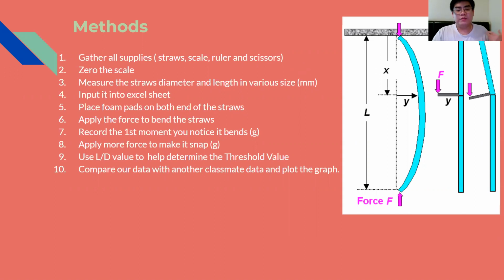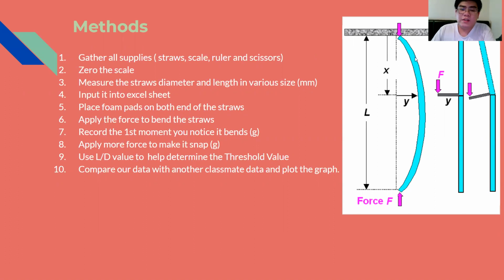Next, you apply force to see how much you can bend. One thing to mention is you have to record the first moment you notice the straw bend, otherwise you mess up the data. Then, same thing, you apply more force to see when it breaks and record the data also when it breaks, and the unit is gram. Then you measure the length and diameter values to help determine the threshold value. Then you just compare the data with your teammate.